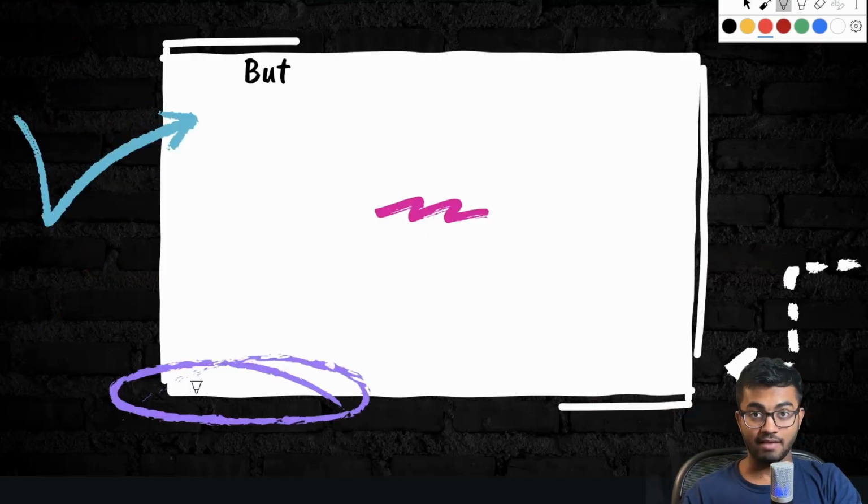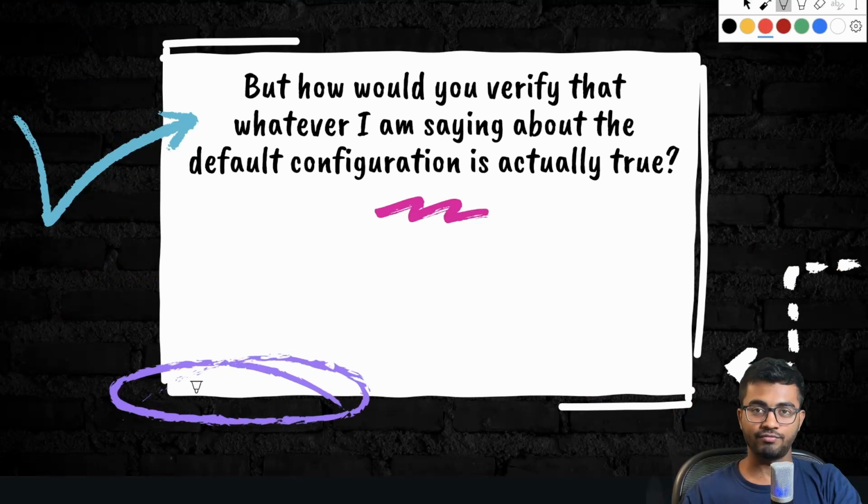Okay, but you might have a question: how do you verify that it's using some default configuration that we have not provided? Or you might be hiding something because you have just provided a single line of code, right? Okay, we'll answer that question.